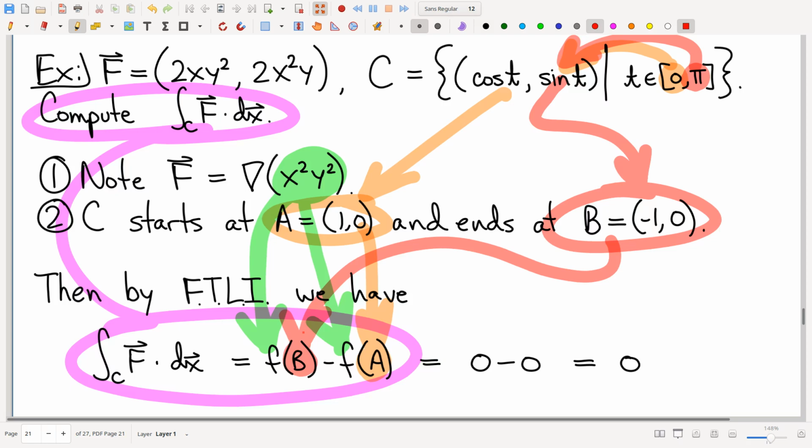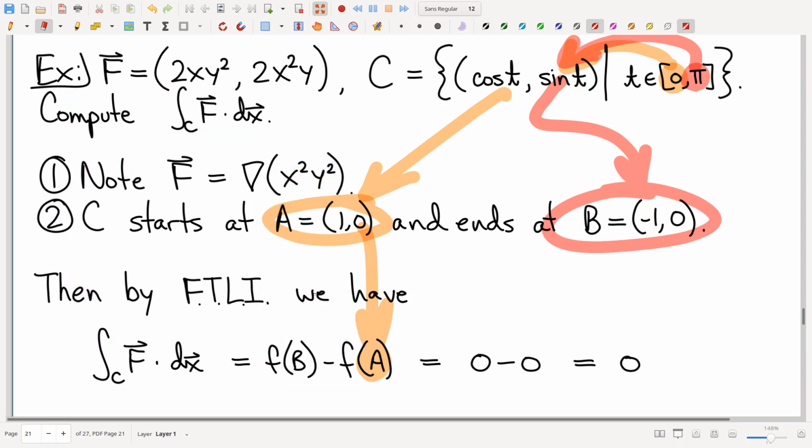Everybody happy? All right. Pretty cool theorem.